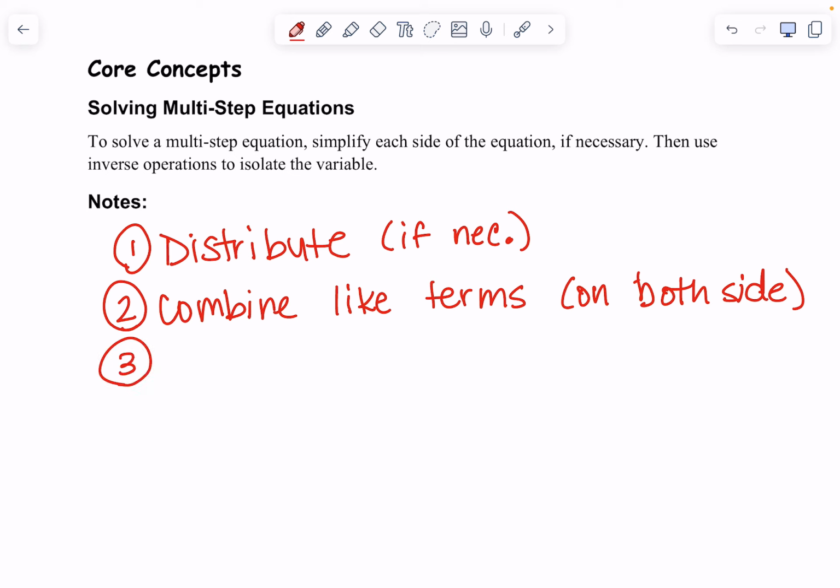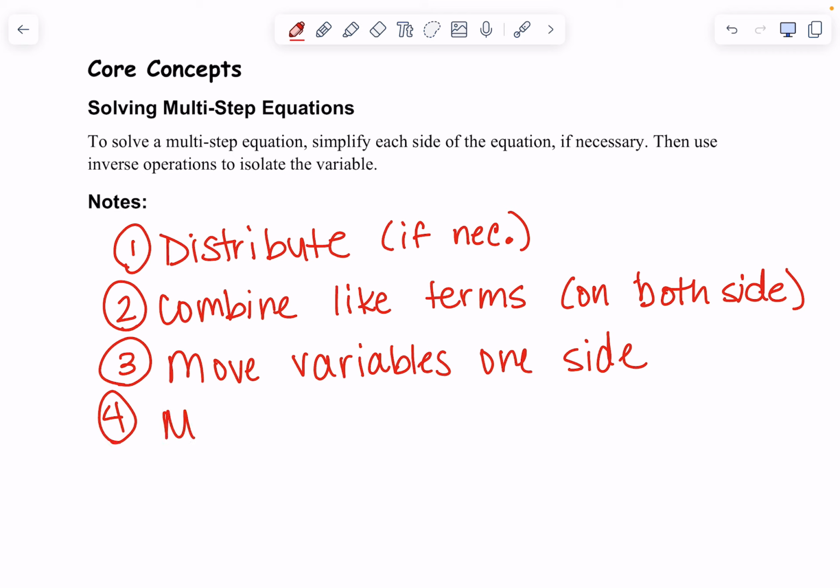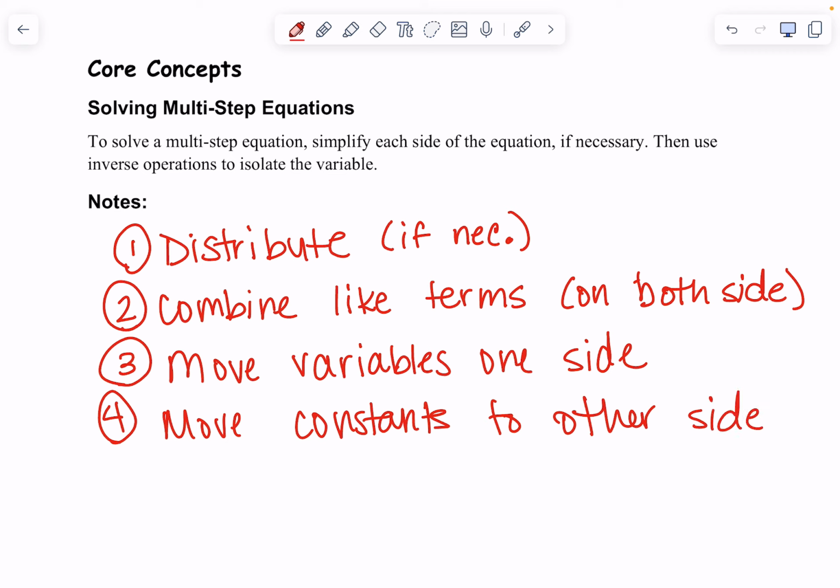Now, we're going to have variables and constants. I don't care which side, but you need to move variables to one side, and then you need to move your constants to the other side. Now you can pick. My x is always going to go on the left side, but sometimes we may want it on the right side because the math is going to be easier that way. But if you really like your variables on the left side, you go for it. Sometimes, maybe we'll go to the right side.